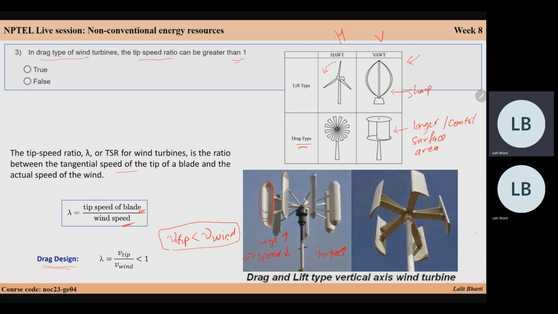So that is a positive point for this drag type system. So come to our actual question. The question says this lambda should be greater than 1. But as we say, for our system lambda is less than 1, or the wind speeds are higher than the tip speed. So this statement will also be false. So now we come to our next problem.